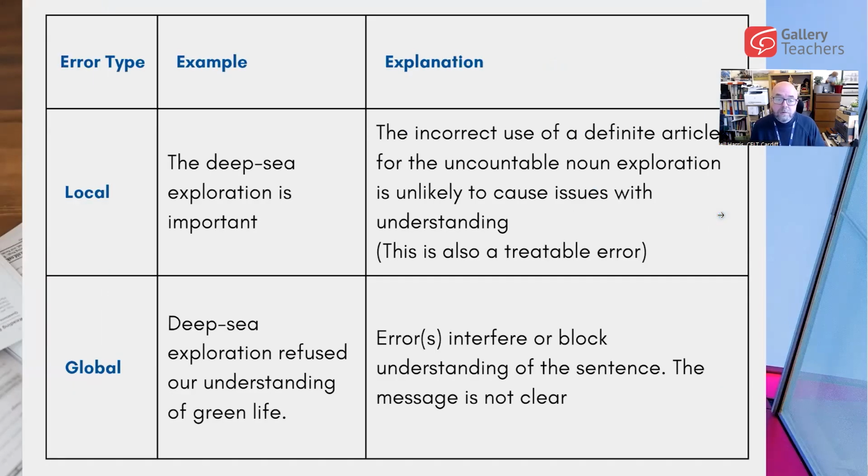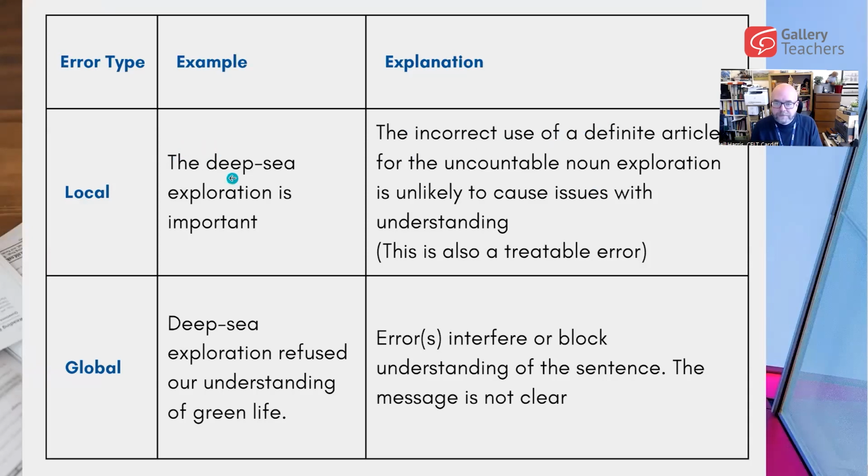We can also consider error in terms of being local or global, and this can help us to really focus more clearly on what we give feedback on. So if we look at an example from students talking about the advantages and the disadvantages of deep sea exploration, should this be something that money is given to in research? Probably a B2, C1 level conversation, discussion.